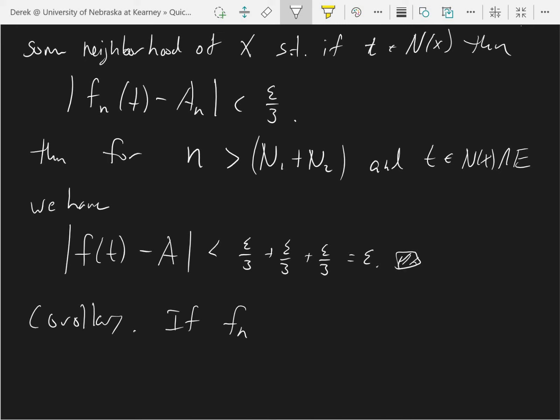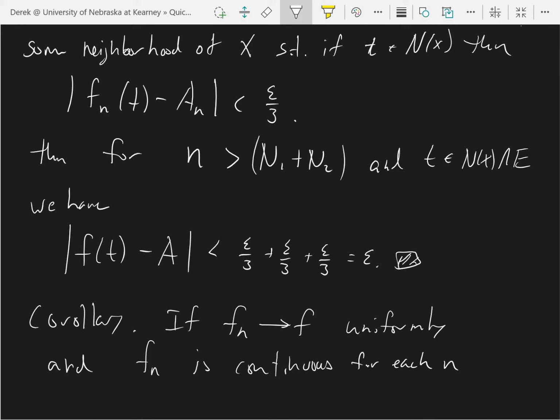Okay, the immediate corollary is if f sub n goes to f uniformly and f sub n is continuous for each n, then f is continuous. And maybe I should say on E, if that's not obvious. Okay, so that's how uniform convergence and continuity play well together.